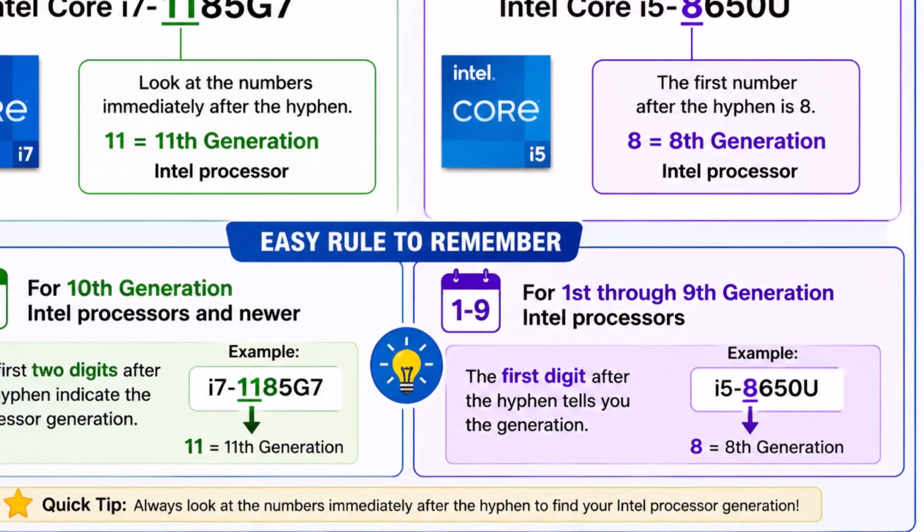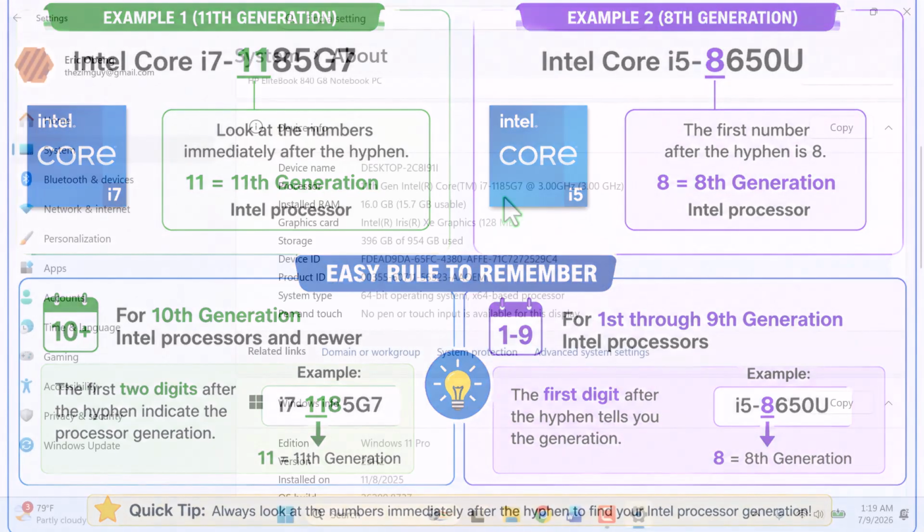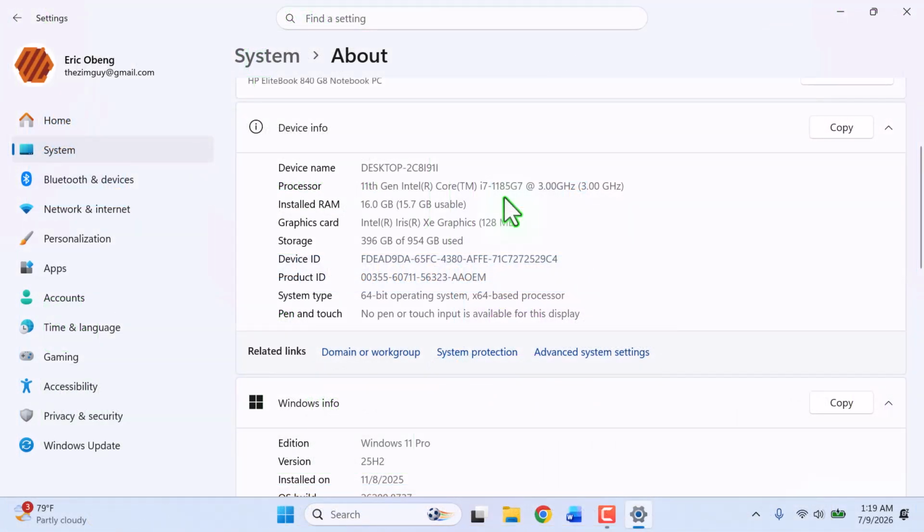And that's it. Now you know exactly how to check your Intel processor generation on any Windows PC.